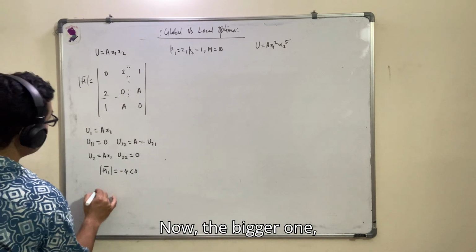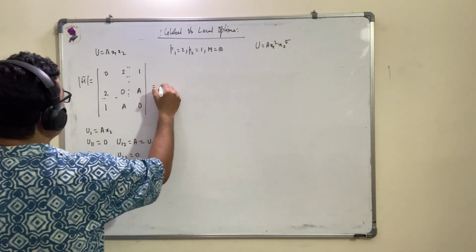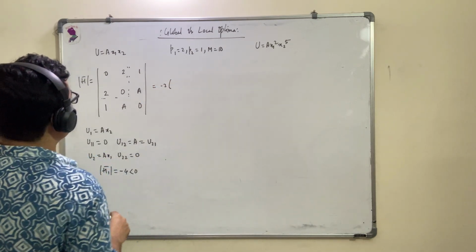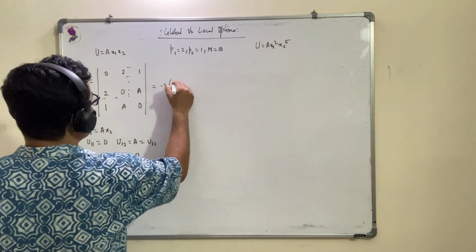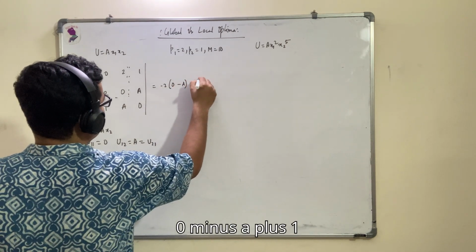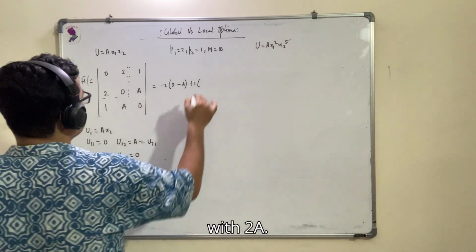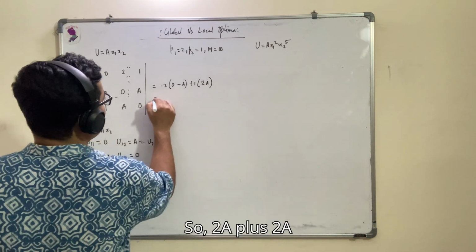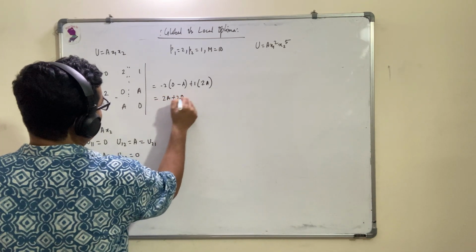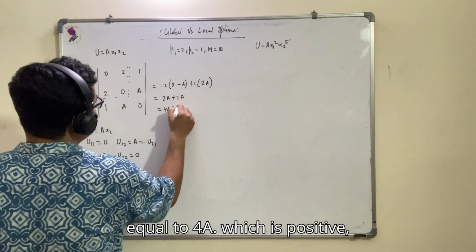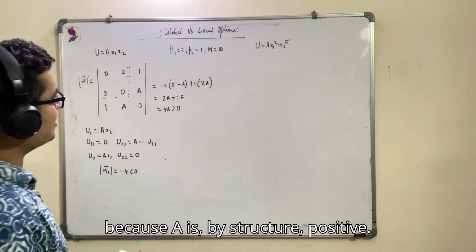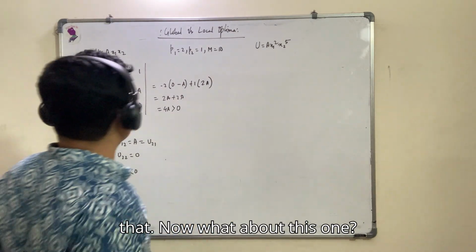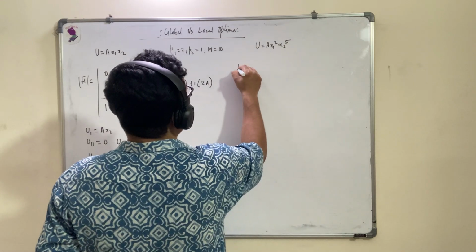Now the bigger one, so minus 2 with 0 minus A, last one with 2A. So 2A plus 2A equals 4A, which is positive because A is by structure positive. Now one point that we'll come to that. Now what about this one?